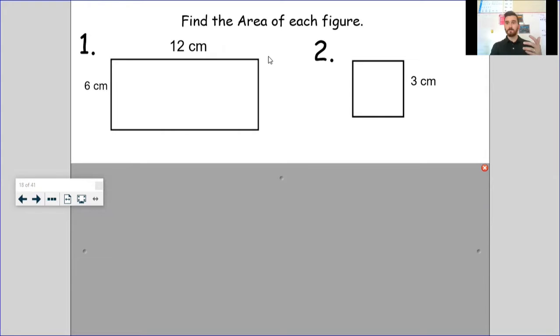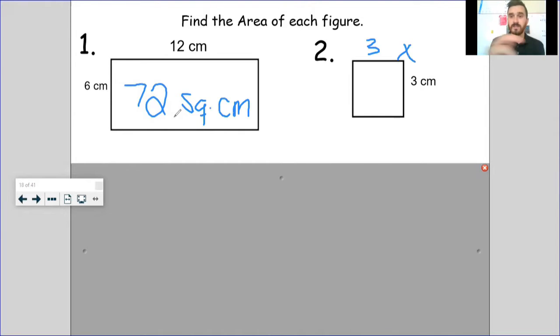So like I just said, area is equal to length times width. So if you look at this rectangle here, you've got a length of 12, you've got a width of 6. If you know your facts, that's not very difficult. But if you did 12 times 6, you would get 72. And for this, we would put square centimeters. And for number 2, since we've got a square, we know all those sides are going to be equal. Really, I only need to list 2. Area is equal to length times width. Area of that square would be 9 squared centimeters.